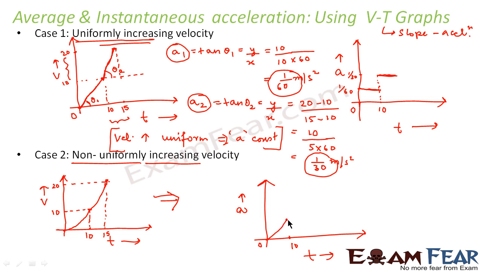And after that, the value of acceleration again increases from 1 by 60 to 1 by 30. So this comes out to be a straight line, because the acceleration itself is increasing with time.